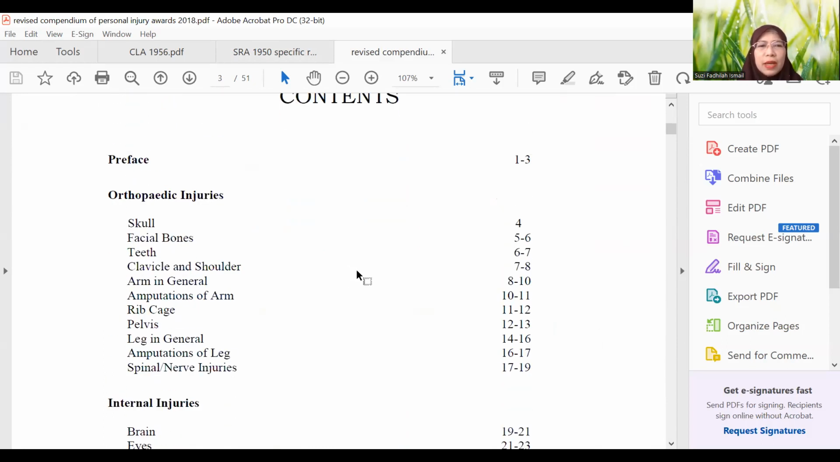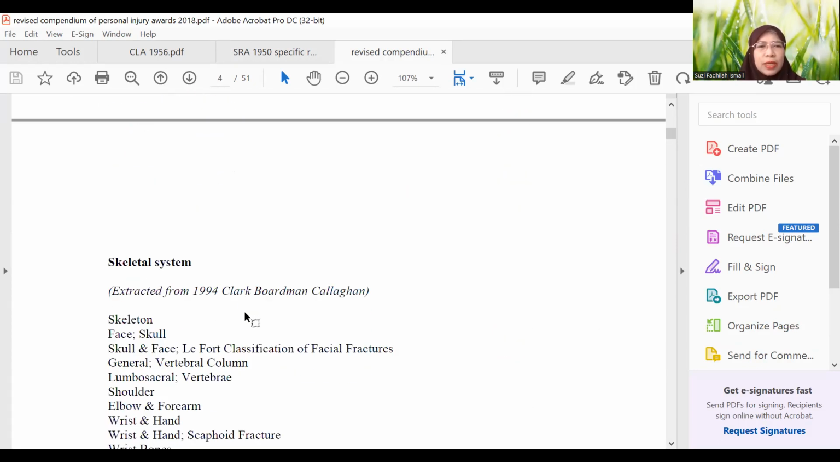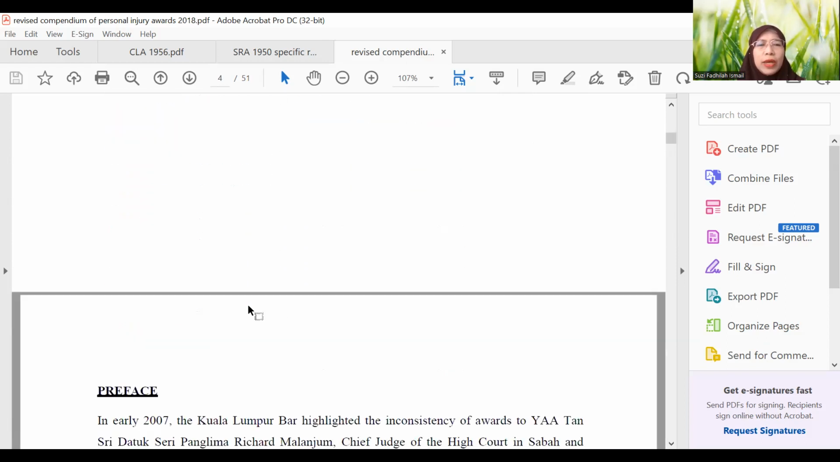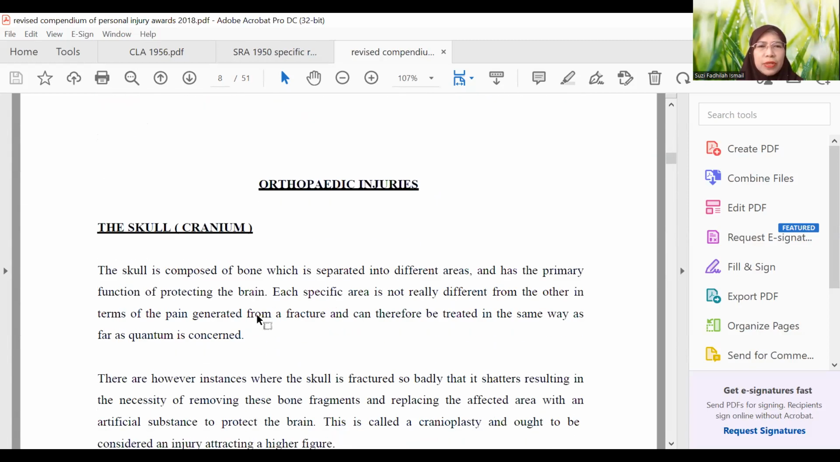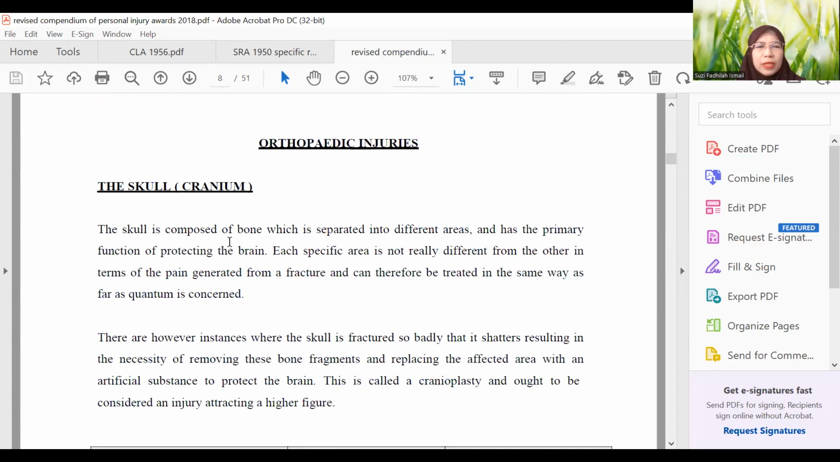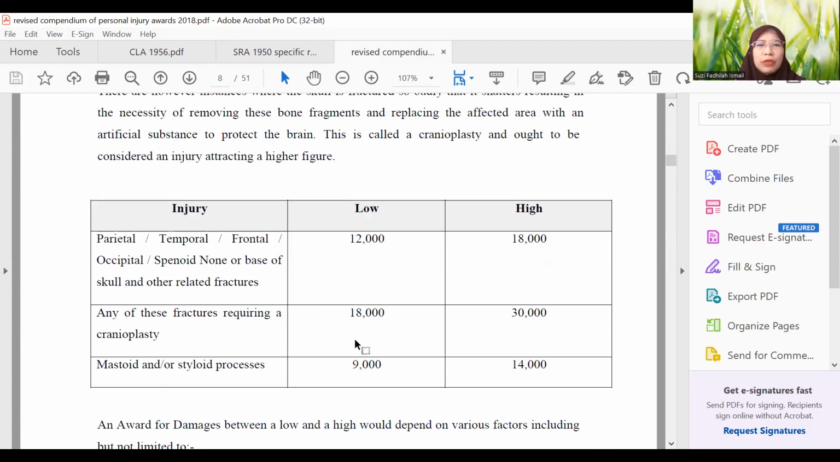You can see here the contents. These are the categories: orthopedic injuries, all the limbs, internal injuries, external injuries, and the skeletal system. Quite detailed actually. Let us go for example to the first one, page 8, orthopedic. It refers to the skull or the bones, all in medical terms. Example here, any fractures. It depends on the degree, how grave or serious. If not so serious, 18,000. If serious, high degree, 30,000.